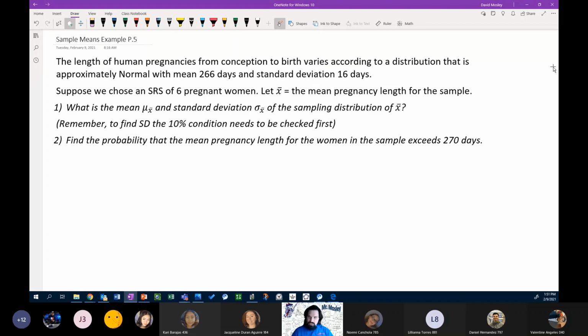So once again, before I jump into any of the calculations or any part of the problem here, let's identify the information we have. The parent population is normal. That's important. There is a mean of 266. That's the population mean, mu, and a standard deviation of 16. That is the parent population standard deviation. We're taking an SRS of 6.